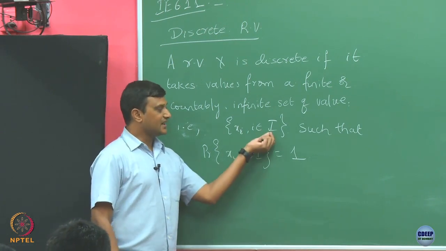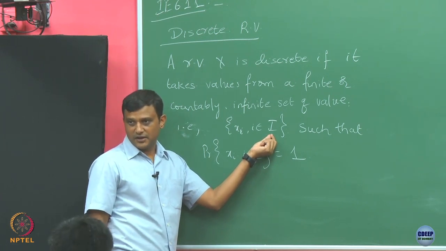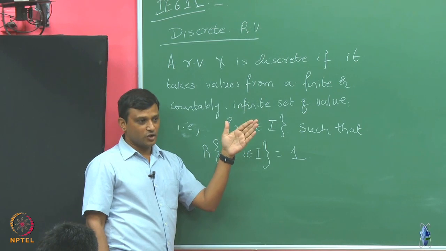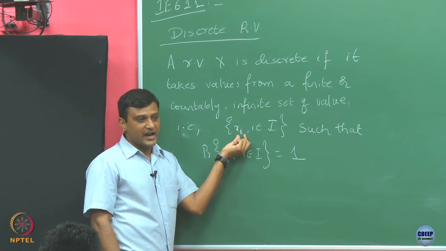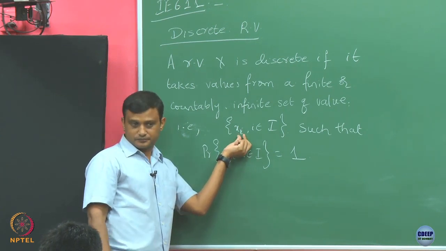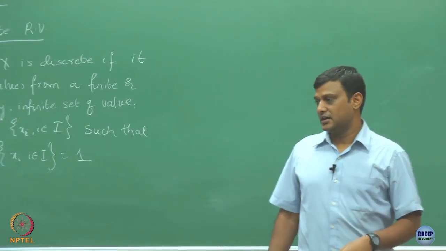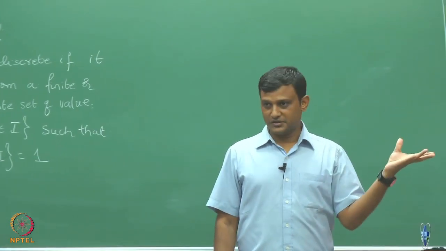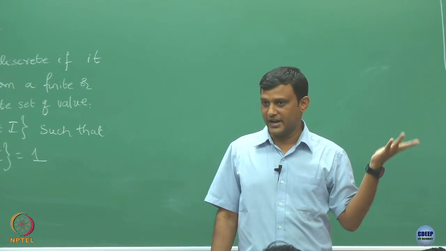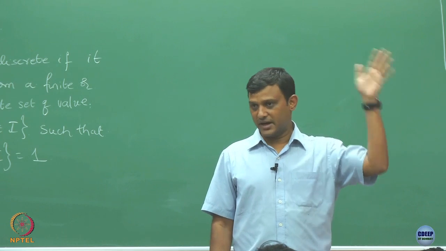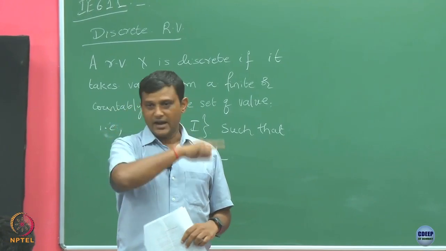Or it may happen that this I is countably infinite. For example, this I could be all positive integers, 1, 2, 3, 4, 5, 6, like that, and I have that many possible outcomes that my random variable can take. For example, if you want to model the number of atoms that you are going to see in some experiment, there is no bound on how many atoms you could see. So you could index them, one atom, two atoms, like that. You are still able to index them, and you can enumerate them.